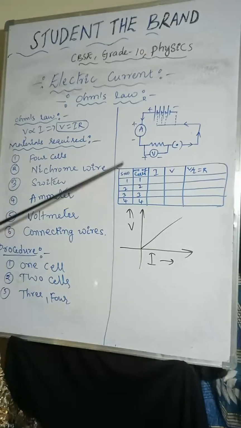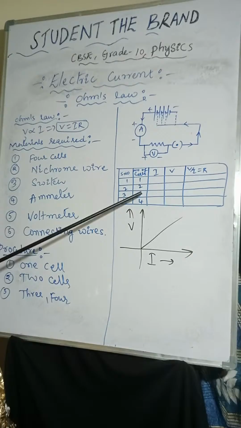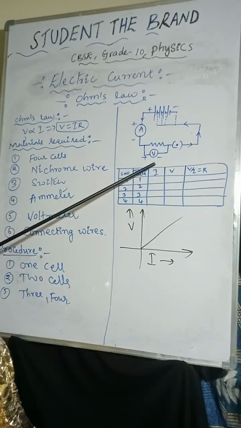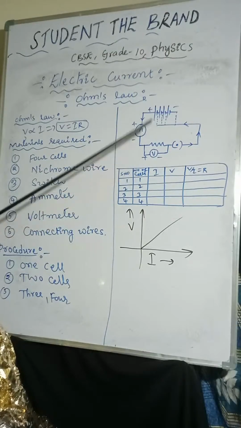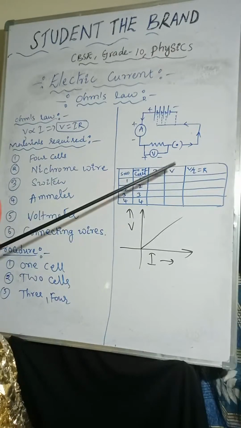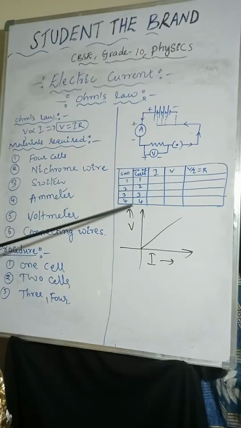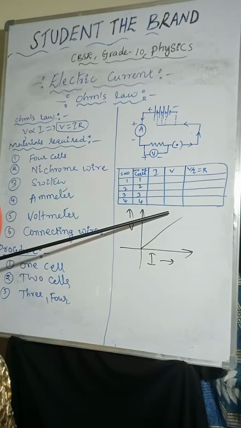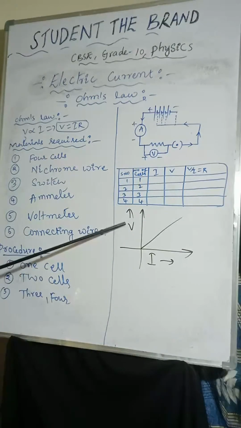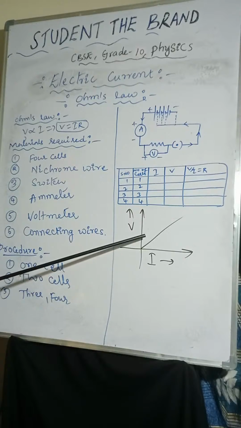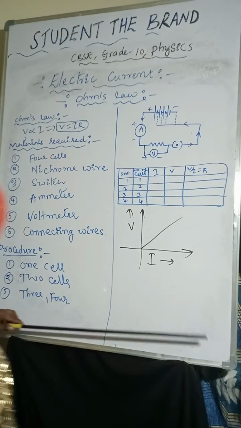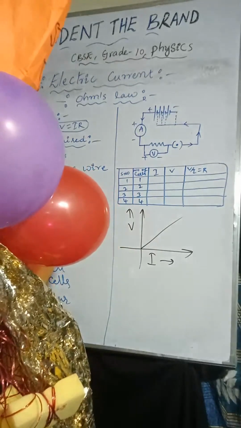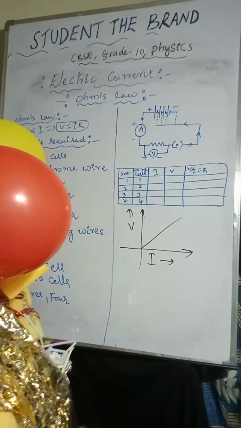So first you have to connect one cell and note down the reading of ammeter and voltmeter. So that is nothing but current. And next connect two cells and note down the reading of ammeter and voltmeter, and repeat the process for 3 and 4, mention in the tabular form, and draw the graph for VI. VI graph gives a straight line. So the conductors which obey Ohm's law, those are called ohmic conductors. The conductors which do not obey Ohm's law, those are called non-ohmic conductors.